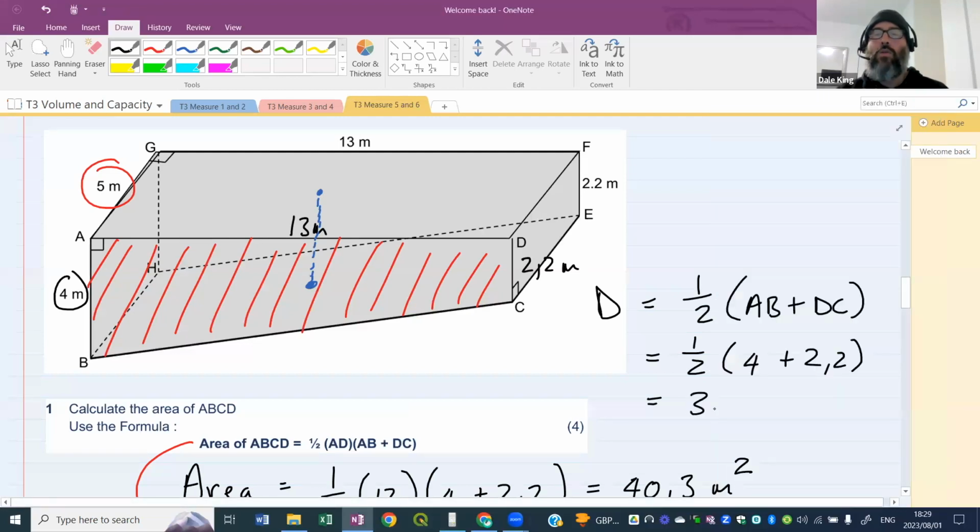3.1. It's just 3.1 meters. Not meters squared or meters cubed. It's a length.